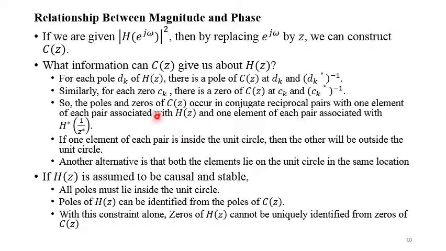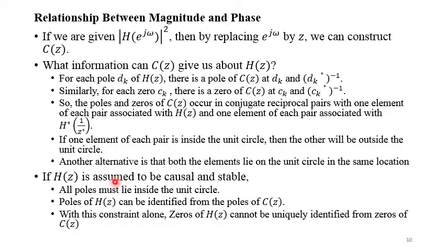So the poles and zeros of C(z) occur in conjugate reciprocal pairs, with one element of each pair associated with H(z), and one element of each pair associated with H*(1/z*). If one element of each pair is inside the unit circle, then the other will be outside the unit circle, because they are conjugate reciprocals. Another alternative is that both elements lie on the unit circle at the same location.